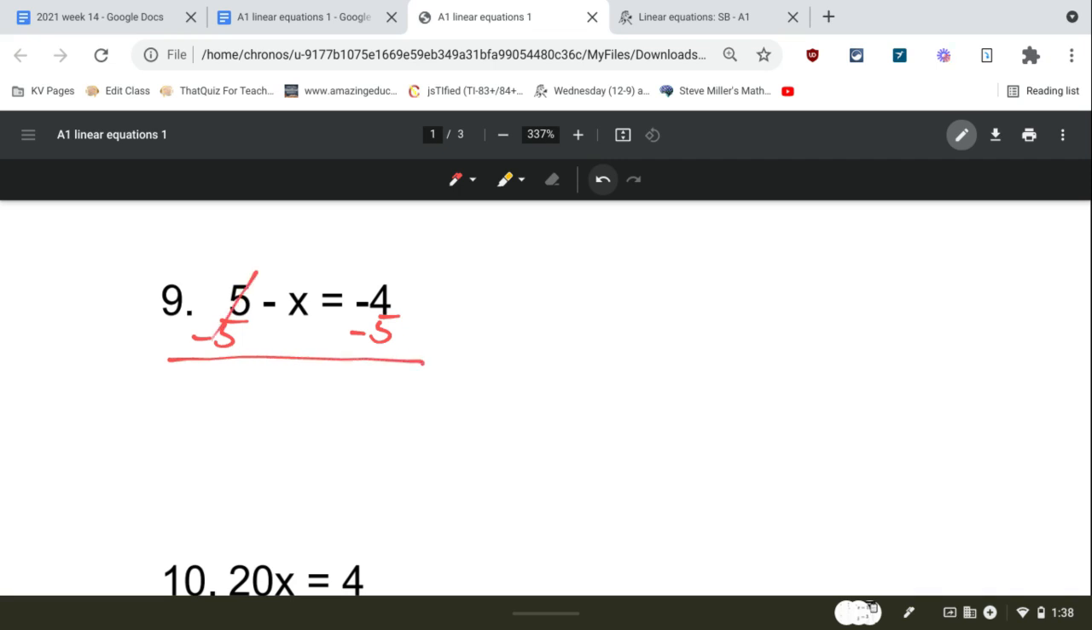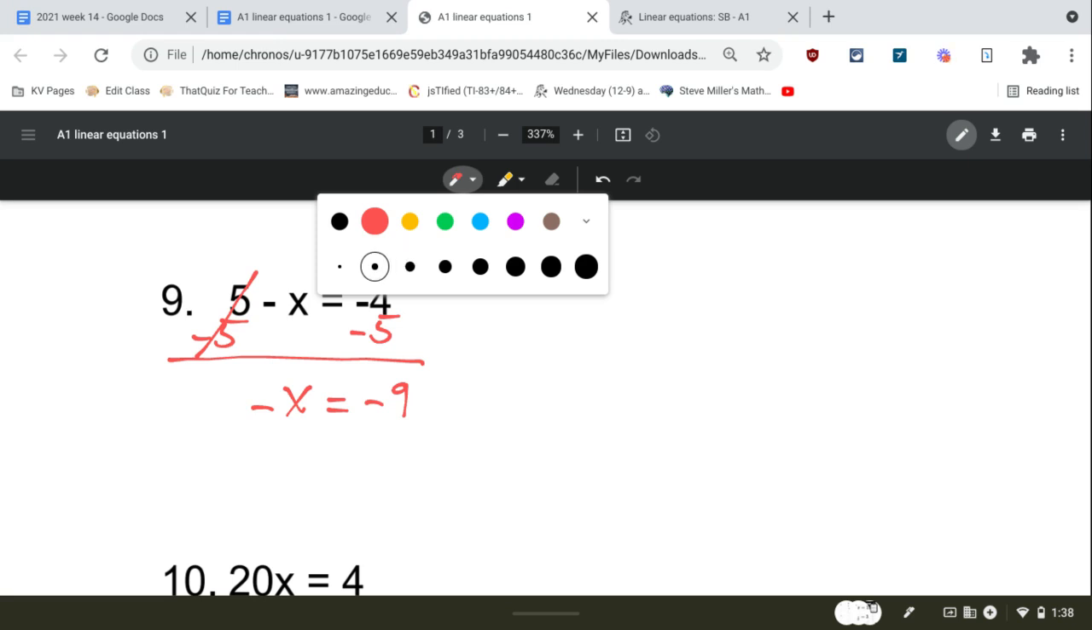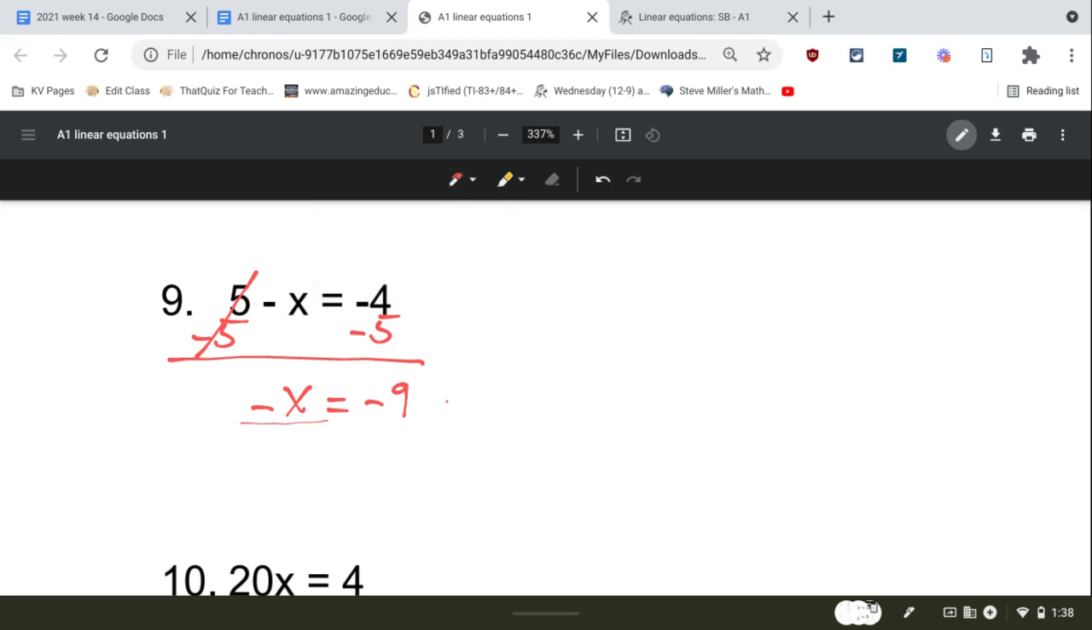All right. 5 minus 5 is 0, so I'm left with negative x is equal to negative 4 minus 5. That's going to be negative 9. And then what you would do here is divide by negative 1. That's going to leave you with x equals regular 9. Negative 9 divided by negative 1 is regular 9.